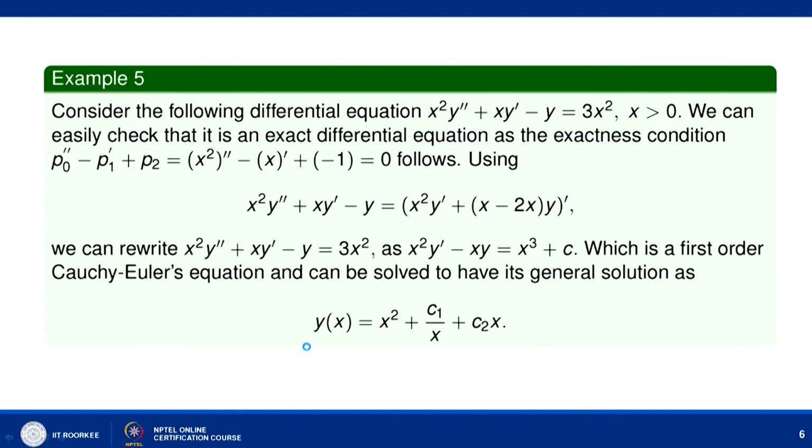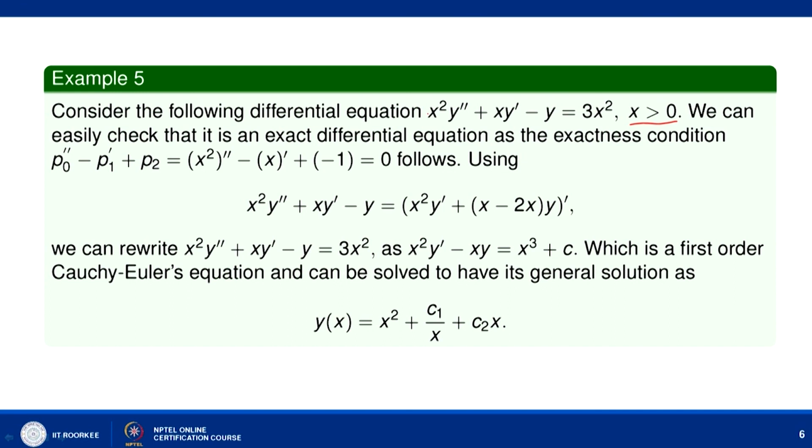So, consider the following differential equation: x square y double dash plus x y dash minus y equal to 3x square. Basically, it is an inhomogeneous Cauchy-Euler kind of equation. Without loss of generality let us assume that x is not 0, whether x is positive or x is less than 0. Now we can easily check that it is an exact differential equation, because the exactness condition is p naught double dash minus p1 dash plus p2. Let us calculate this quantity.